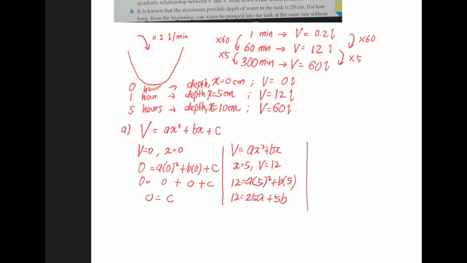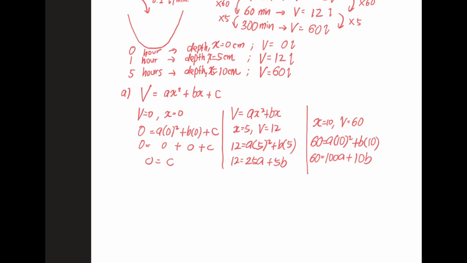Now we use the third information. X is 10, v is 60. So x is 10, v is 60. So 60 equal to a 10 square plus b 10. Then we get 60 equal to 100a plus 10b.